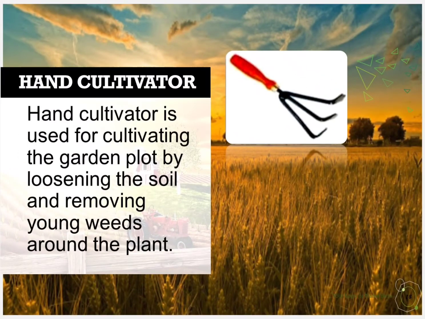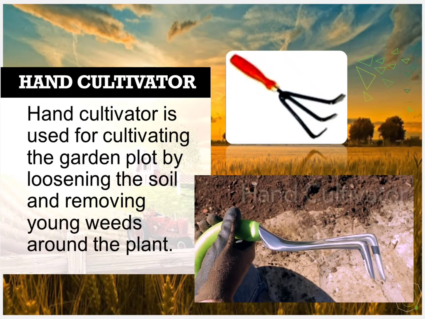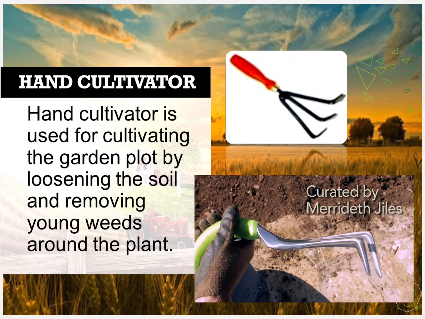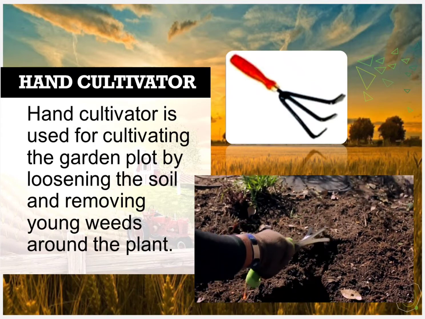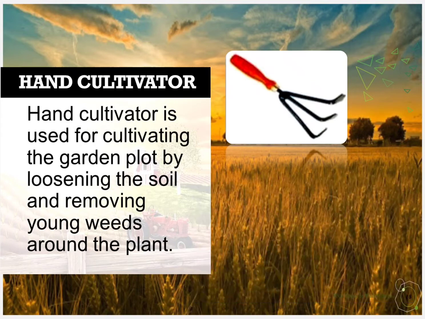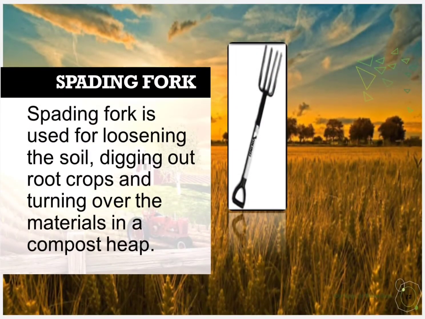Moving on, we have hand cultivator. Hand cultivator is used for cultivating the garden plot by loosening the soil and removing the young weeds around the plant. Hand cultivator, so kung baga class, ito ay pwede nating tawaging baby rake dahil nakatutulong rin ito sa pagbuhaghag ng ating lupa at sa pagtanggal ng mga damo at iba pang bagay na may potensyal na makasagabal sa paglago ng ating mga halaman.